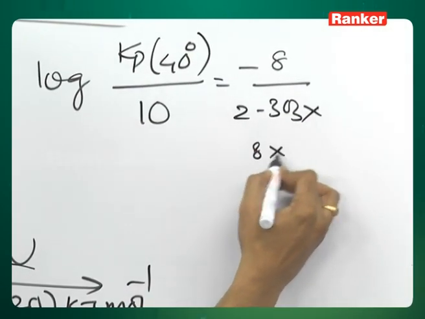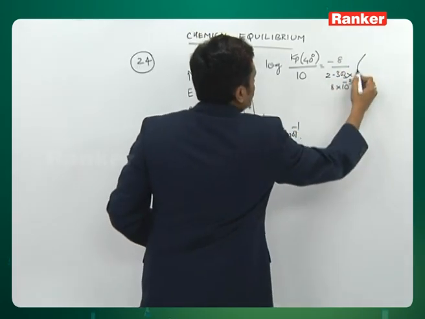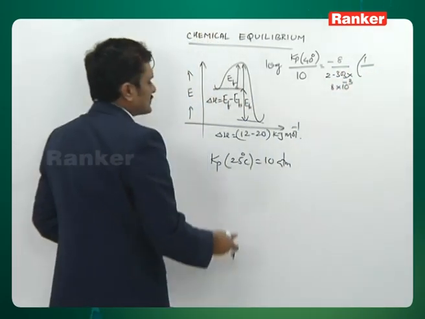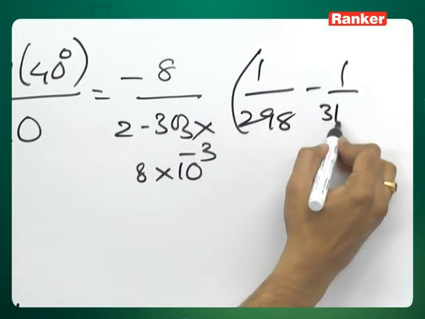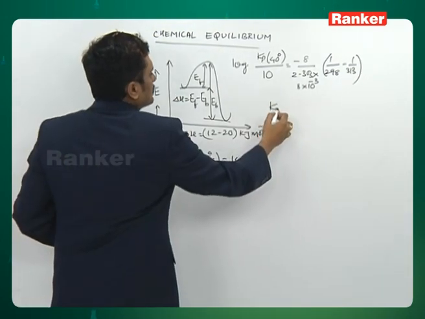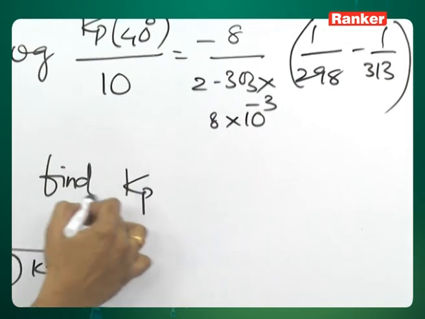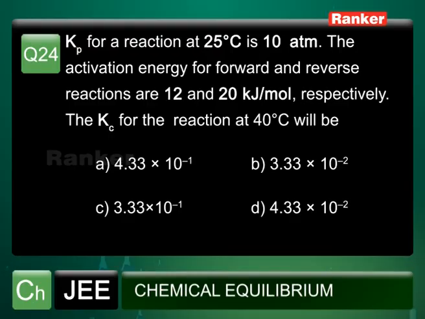I am going to substitute it as 18 into 10 to the power minus 3 because this value we have calculated in kilojoule per mole, into 1 by initial temperature, which is 298 Kelvin, and final is 313. Obviously, from this we will be finding out the Kp at 40 degree Celsius. Now, the question asked to us is to find the Kc value at 40 degrees Celsius.